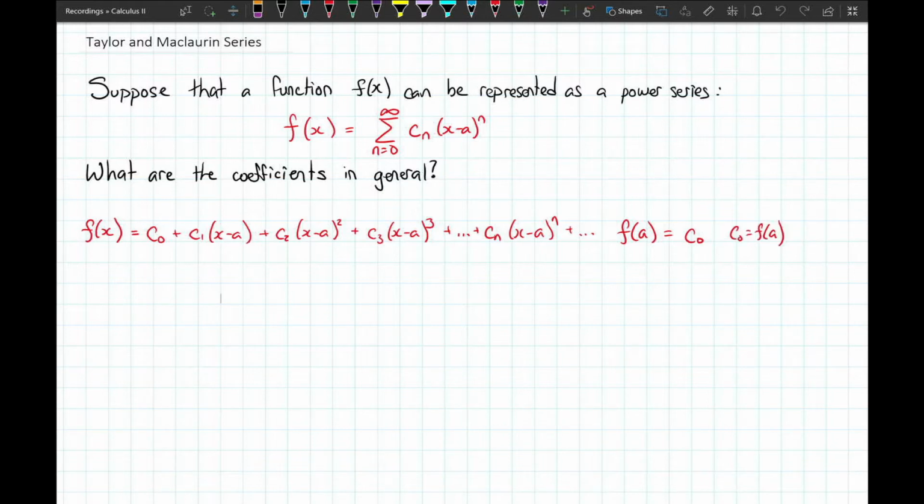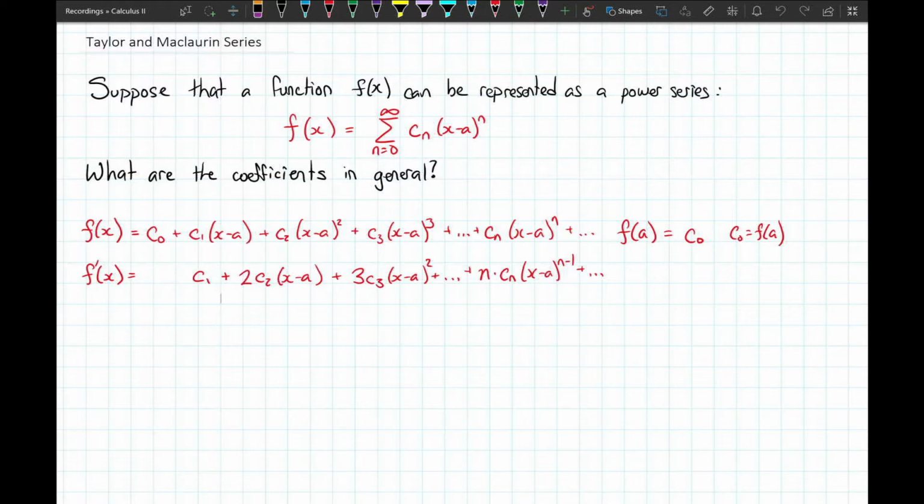Okay, well, how are we going to find the next coefficient, c1? The nice thing about a power series is that since it's a polynomial, if we take its derivative, then that first coefficient, c0, using the constant function rule, has a derivative equal to 0. And then using the power rule on each of the subsequent terms, we're going to get c1 plus c2 times 2 times x minus a plus c3 times 3 times x minus a squared and so on.